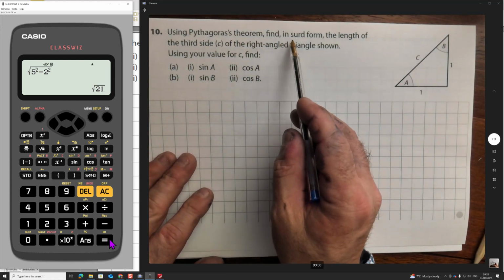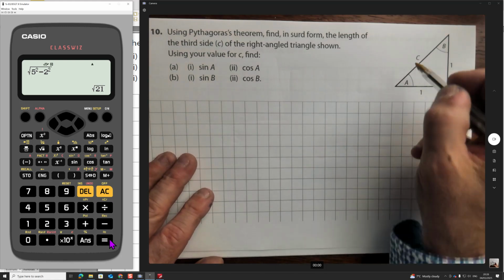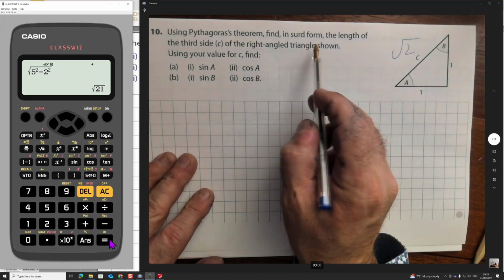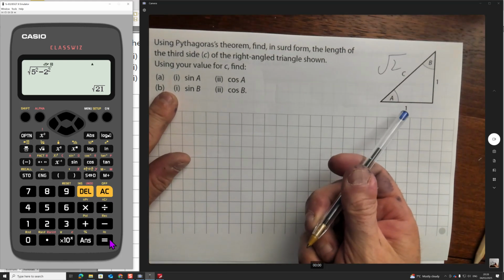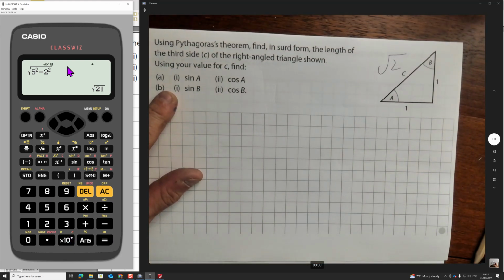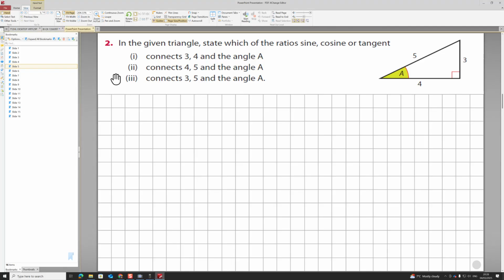Use Pythagoras' theorem to find a third side, root 2. Write down the sine of A. So this is very famous. This is a special one. I'll show you in your log tables.